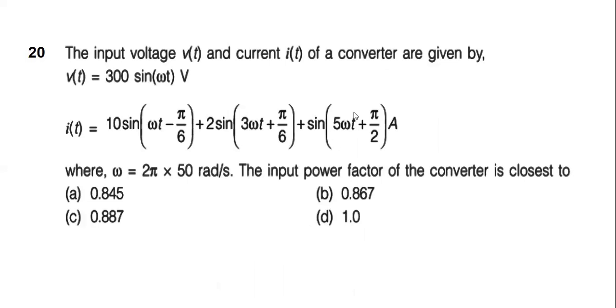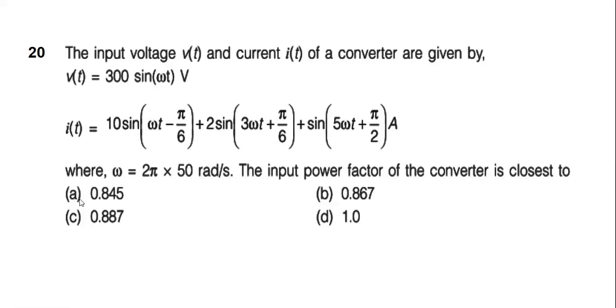Hello everyone. In this video, we are going to see another problem in power electronics. The question is: the input voltage v(t) and the current i(t) of a converter are given by v(t) = 300 sin(ωt) volts, and i(t) = 10 sin(ωt − π/6) + 2 sin(3ωt + π/6) + sin(5ωt + π/2) amperes, where ω = 2π × 50 radian per second. The input power factor of the converter is closest to.